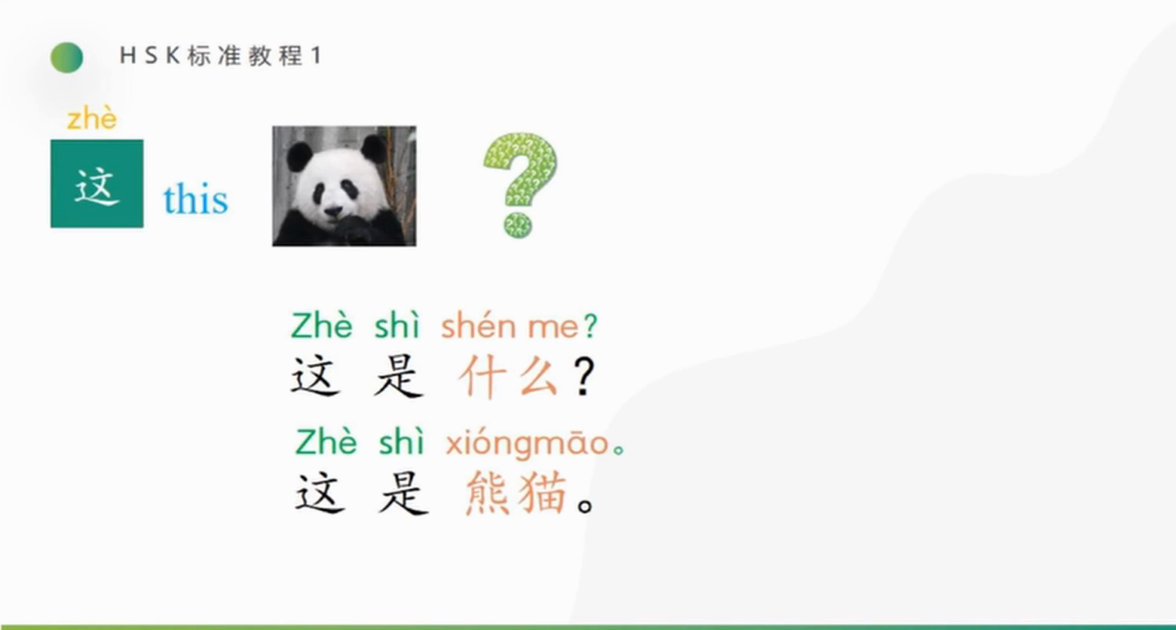So according to this question and sentence, we can find in Chinese, if we want to change a sentence into a question, we don't need to change the order. We should choose the right question word. 这是什么? 这是熊猫.